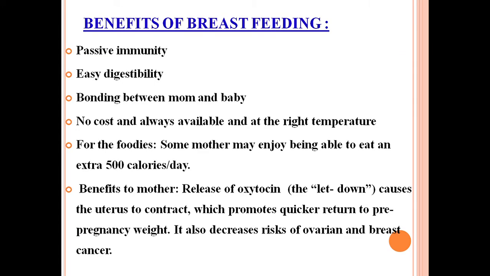Benefits of breastfeeding: passive immunity, easy digestibility, bonding between the mom and baby, no cost, and always available at the right temperature. For the foodies, some women may enjoy being able to eat an extra 500 calories per day. Benefits for the mother: release of oxytocin, the let-down, causes the uterus to contract, which promotes a quicker return to pre-pregnant weight. It also decreases the risk of ovarian and breast cancer.